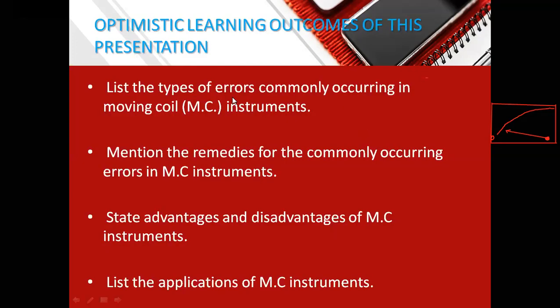The learning outcomes expected from this presentation are: list the types of errors commonly occurring in moving coil instruments, mention the remedies for all the errors, state advantages and disadvantages of moving coil instruments, and list the applications of moving coil instruments.